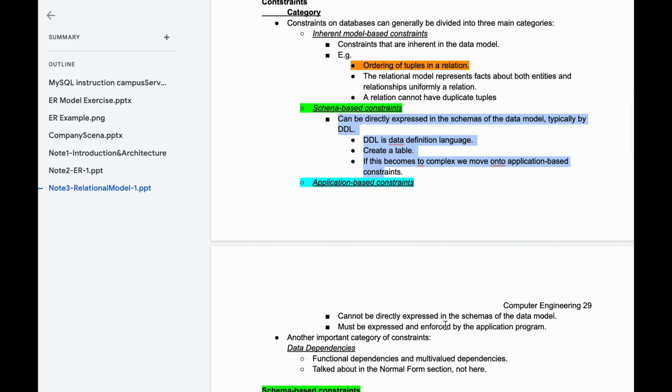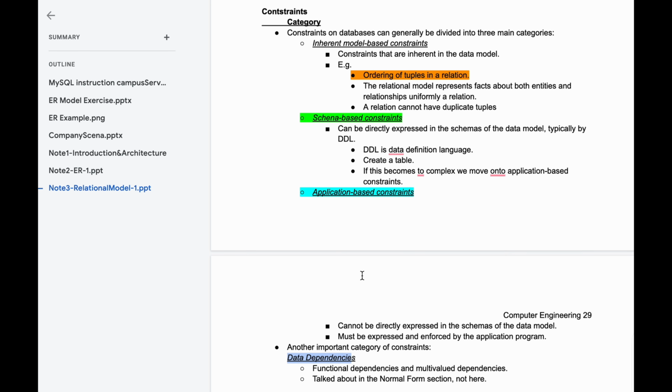Another important category of constraints is actually data dependencies. They're functional dependencies and multi-value dependencies. This is just another one of our types of categories. We're going to talk about this more in our normal forms section, which is not here, but will be in the future in the playlist link below the like button.